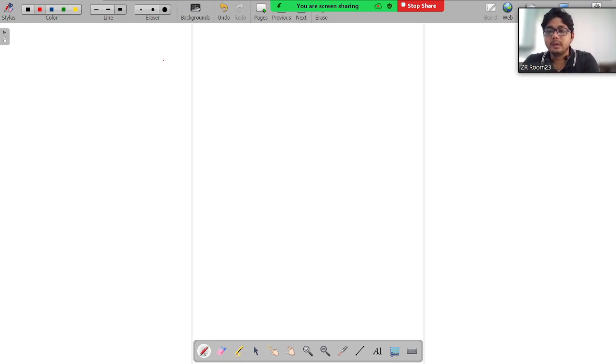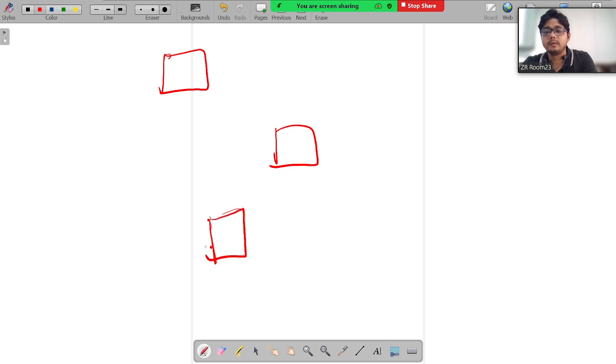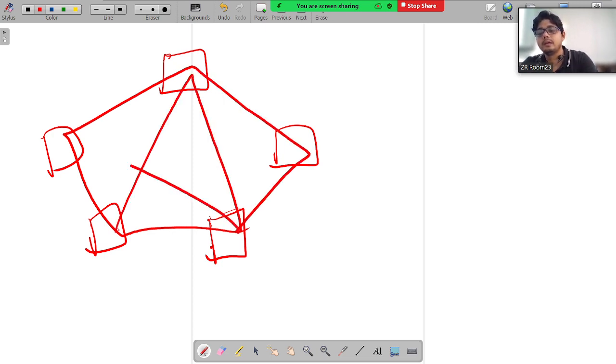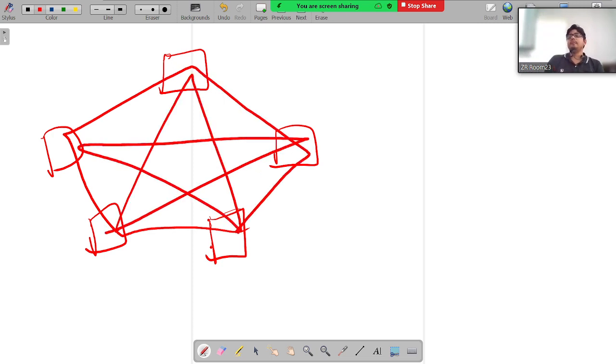For example, first take a small example. These all are computers. When these computers are connected with each other, it is called a network. When two computers are connected with each other, it is called a network. But in grid, what is the advantage? A small basic thing I am telling you.